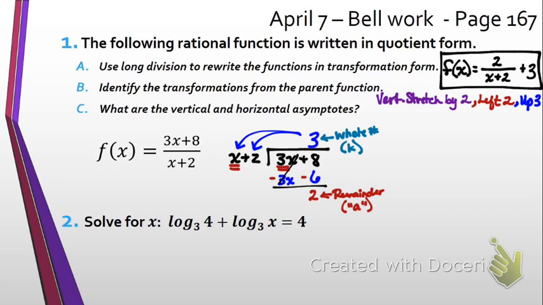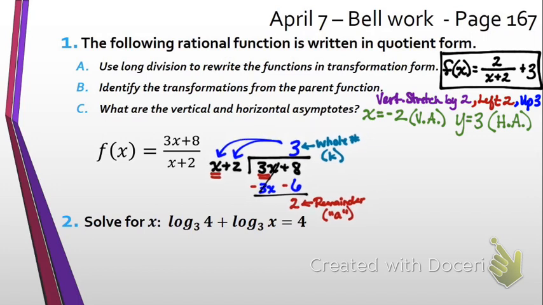Okay. And then last but not least, I need the vertical and horizontal asymptotes. X equals -2, y equals 3. X equals -2. Is that the vertical or the horizontal? Vertical. So I'm going to label that my VA for vertical asymptote. And you said y equals what? 3. Y equals 3. And that would be my horizontal asymptote. Nice work. That finishes off every piece of number 1.